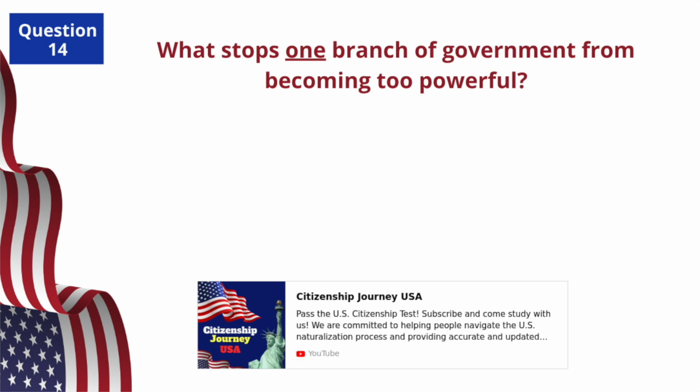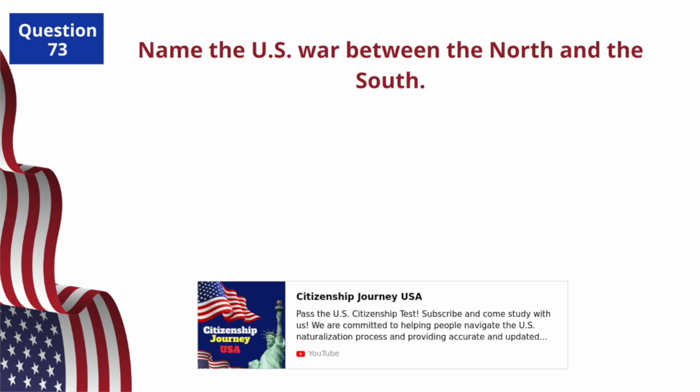What stops one branch of government from becoming too powerful? Checks and balances. Name the U.S. war between the North and the South. The Civil War.